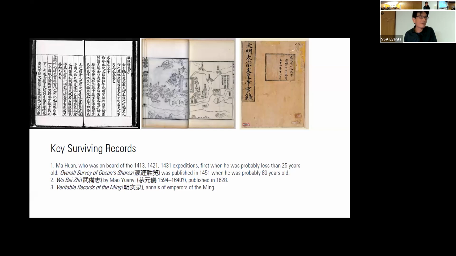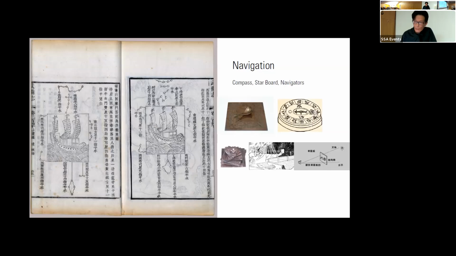I want to quickly say something about the navigation skills and technologies. They had a compass, so it was really quite a well-advanced instrument. They also had something best known as the star board, which is an interesting thing. It's almost like a Chinese version of the sextant, for those who know navigation. It's a way to measure the angle between the star and the horizon so that you know where you are.